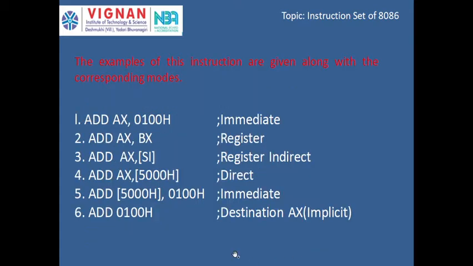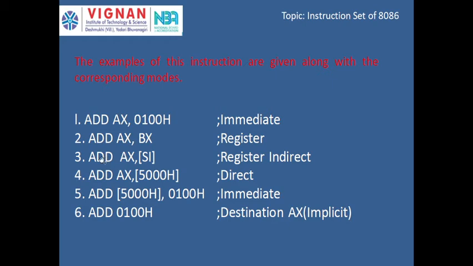So now we'll see the examples. ADD AX, 0100. If you consider the addressing mode, this is immediate data. So the immediate data 0100 will be added with the content of the AX register and the result will be stored in the destination, that is the AX register only. ADD AX, BX. This instruction adds the contents of BX with the content of the AX register and the result will be stored in the AX register.